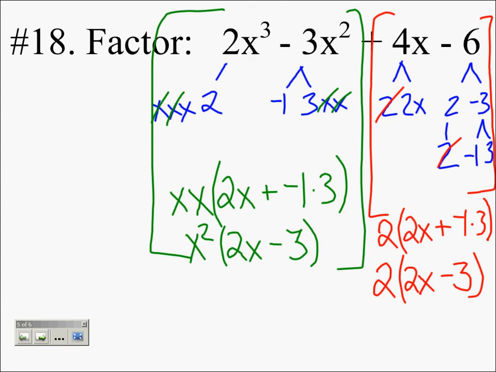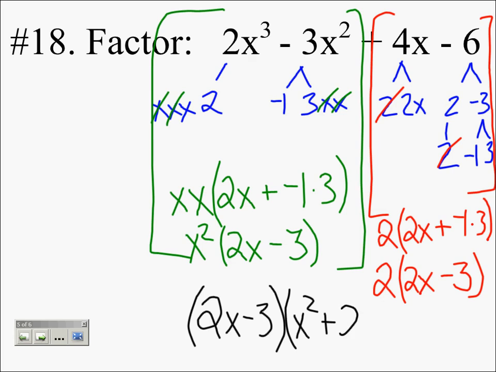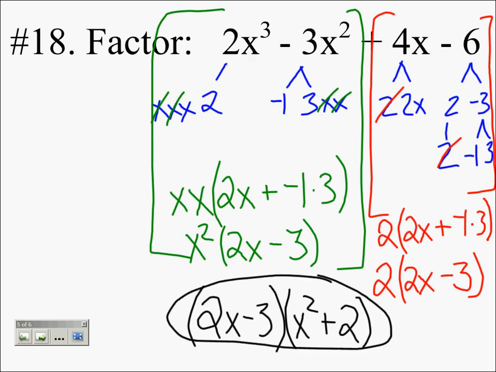Now if I look at my 2 factors from the front and the back, I notice that they share something in common. They both share this 2x minus 3. So I'm going to pull that out front and start a parenthesis for what's remaining. What's remaining? x squared in the first one. I'm moving on to the next one, so I use a plus sign and then a 2. And this is your factored form. If you want to practice factor by grouping a little more, you can pause the video and try to find other polynomials that you can use factor by grouping on.